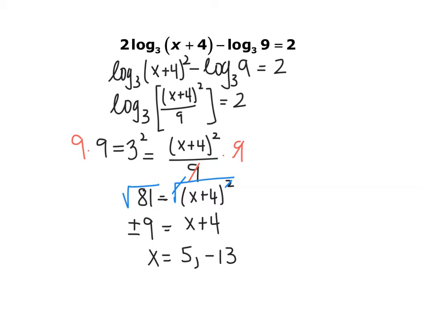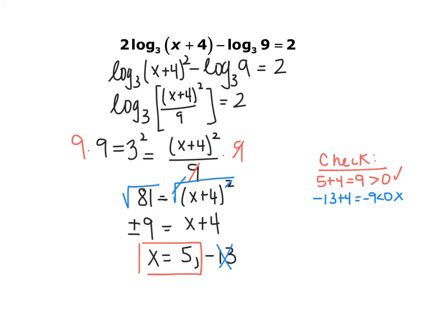But remember from the previous example, we always have to check our answers to make sure they're within the domain. So go ahead and pause the video and check these 2 answers. So if you check the 5, plug it into this one here because this one doesn't have any x's. 5 plus 4 is 9. 9 is greater than 0, so that one works. Plug in negative 13. Negative 13 plus 4 is negative 9. That's less than 0, so that one does not work. Go ahead and cross that one out, and it's an extraneous solution. So your only answer is x equals 5.